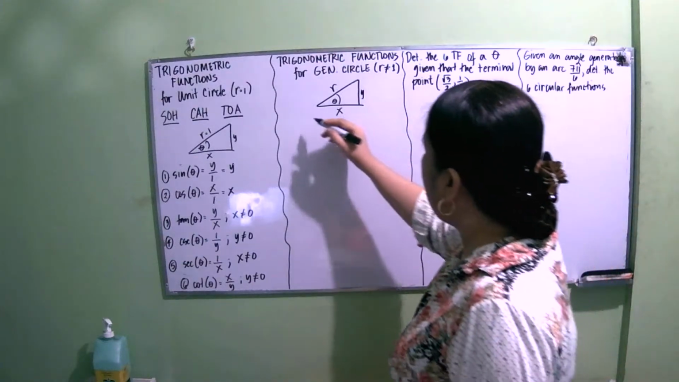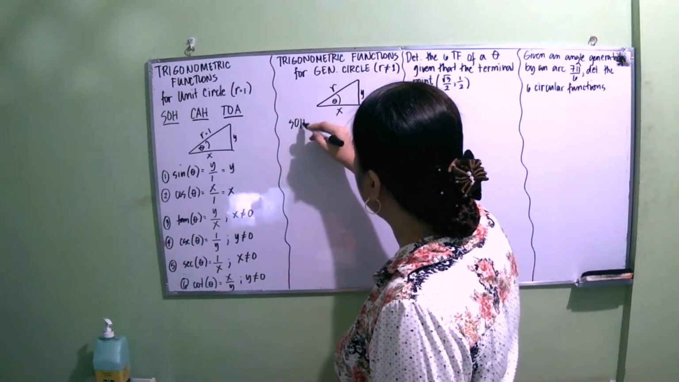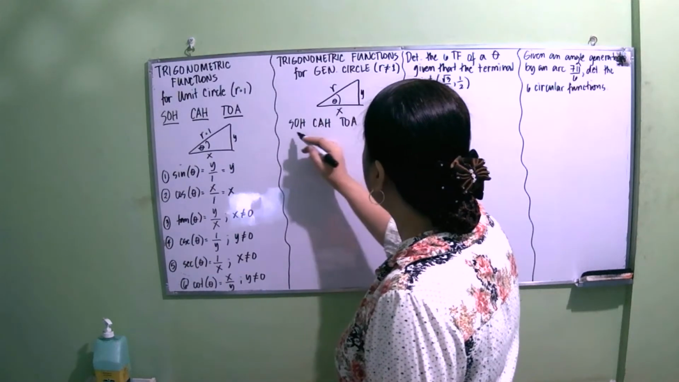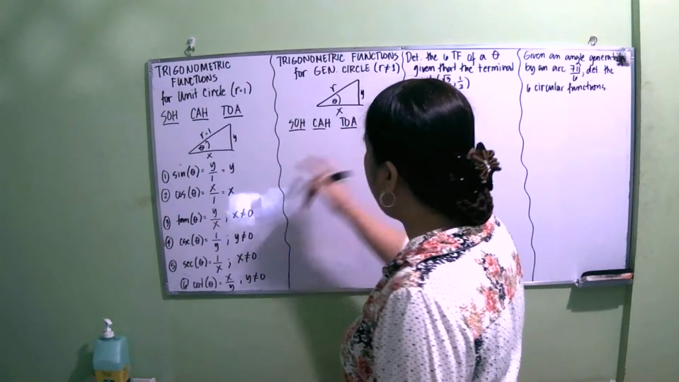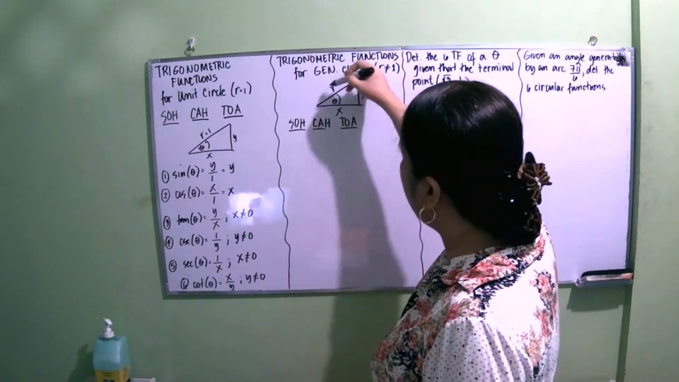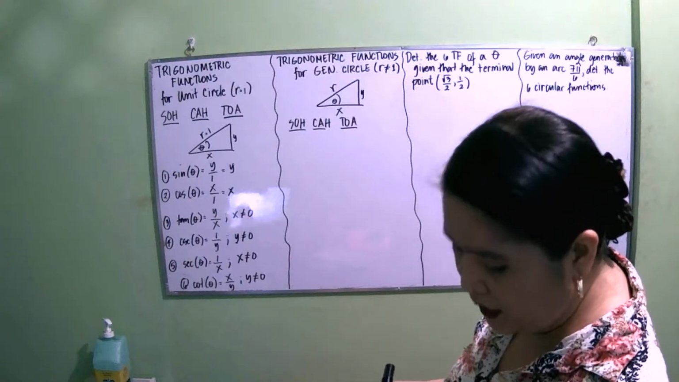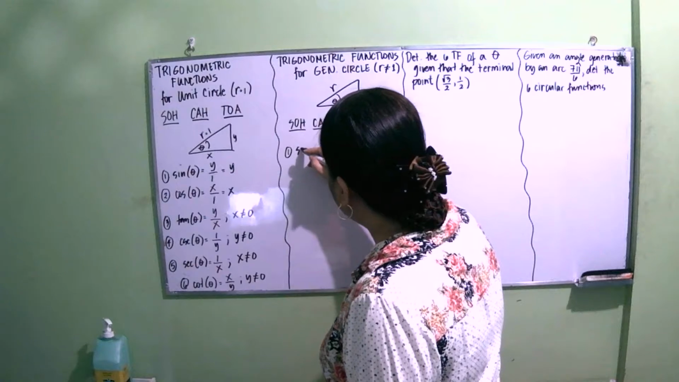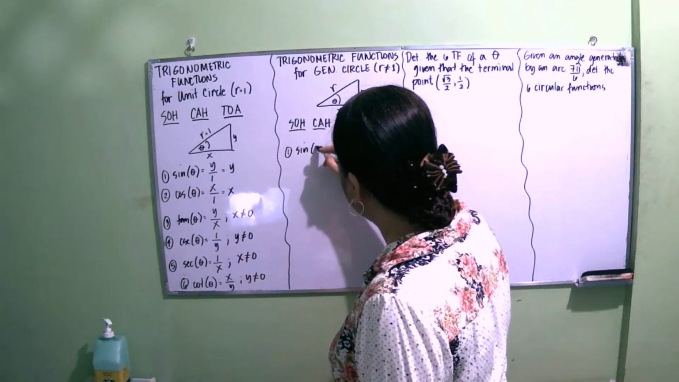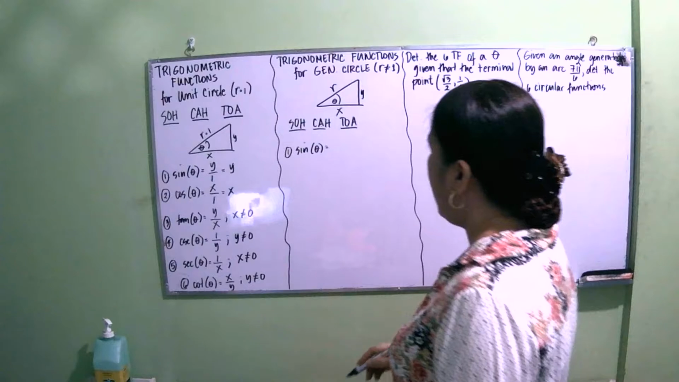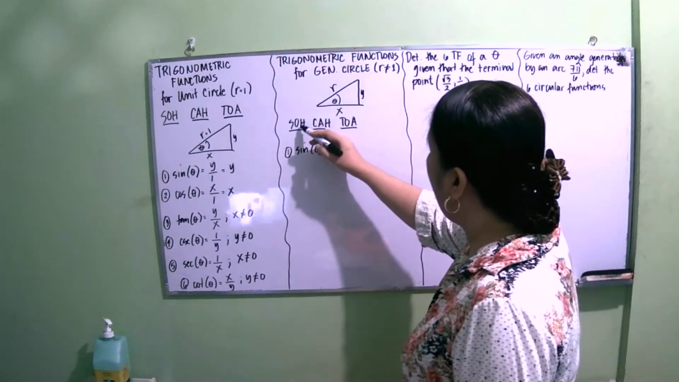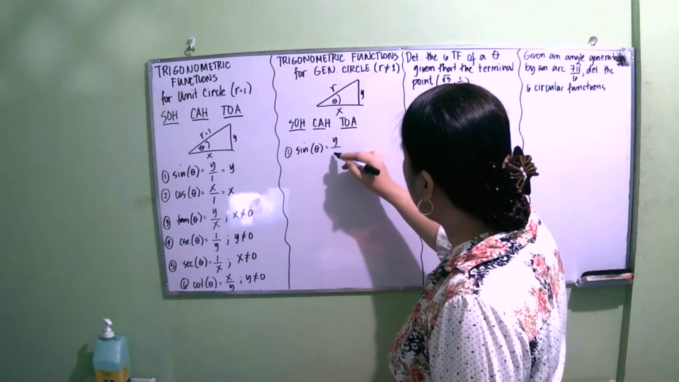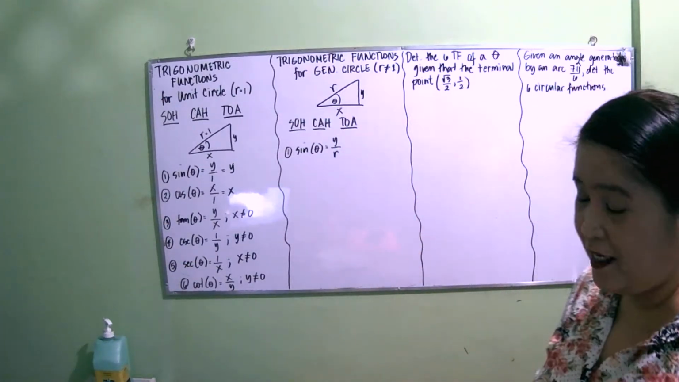Kaya, pag ginamitan ulit natin to na SOHCAHTOA, kung paano natin ginamit yan dito, mag-iiba lang yung value ni radius, di ba, ni hypotenuse. That is why, pag sinundan natin to, we have the sine function. Sine function is opposite over hypotenuse, which is r. Ganyan na siya, di ba?